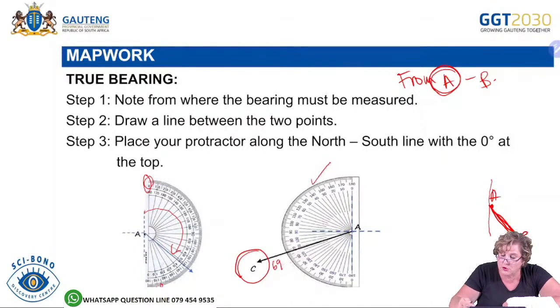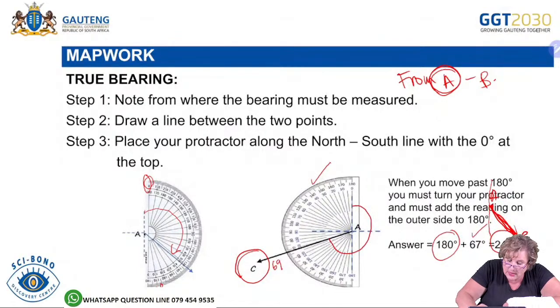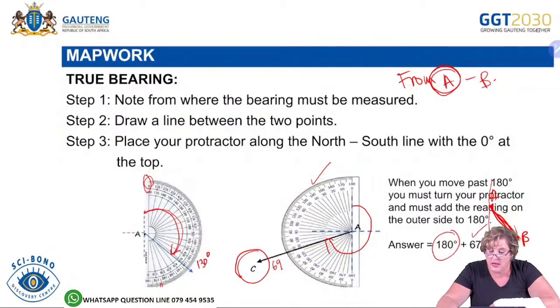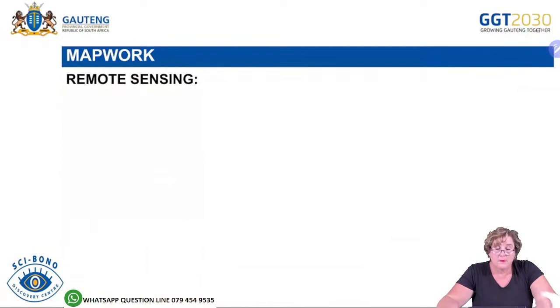So what will you do then? You will say 180 plus 67 is 246. So from there to there, it's 246 degrees. From there to there, it's more or less 130 degrees. So, boys and girls, make sure to practice bearing by asking your teacher for a map and then put down your protractor and try to determine the area.